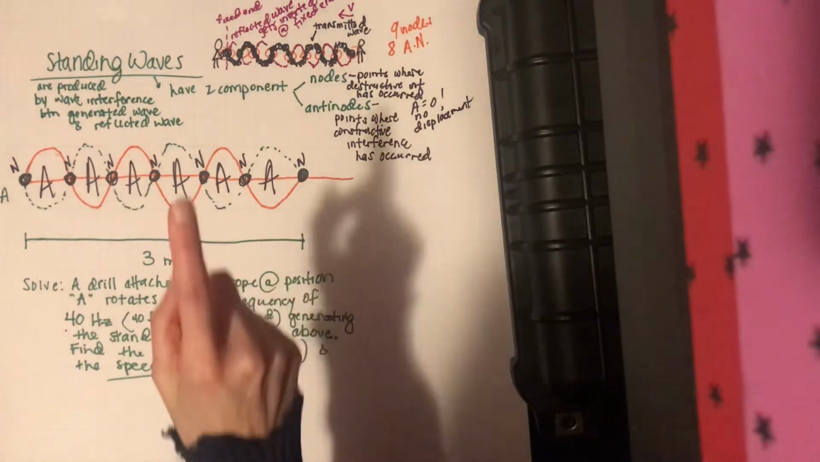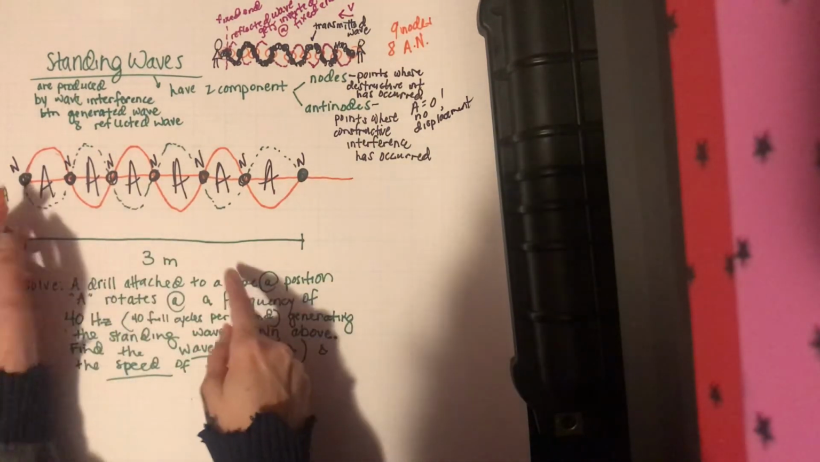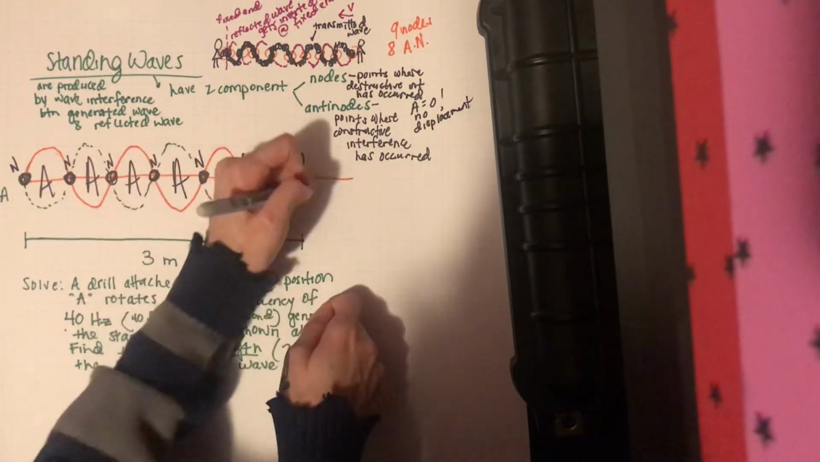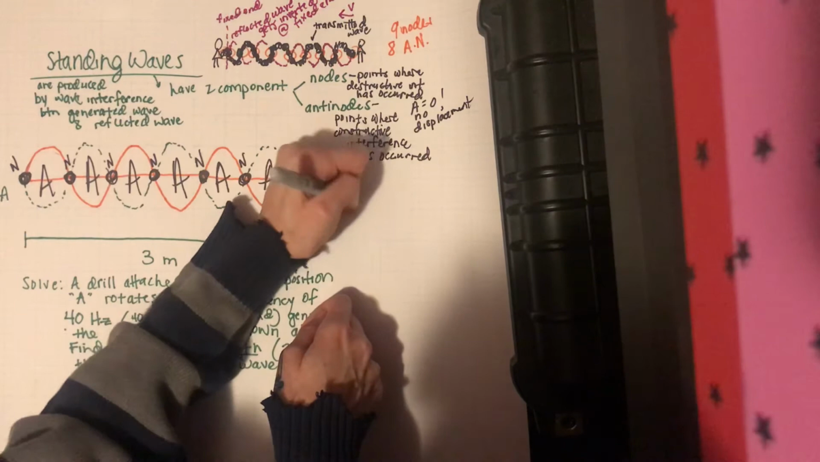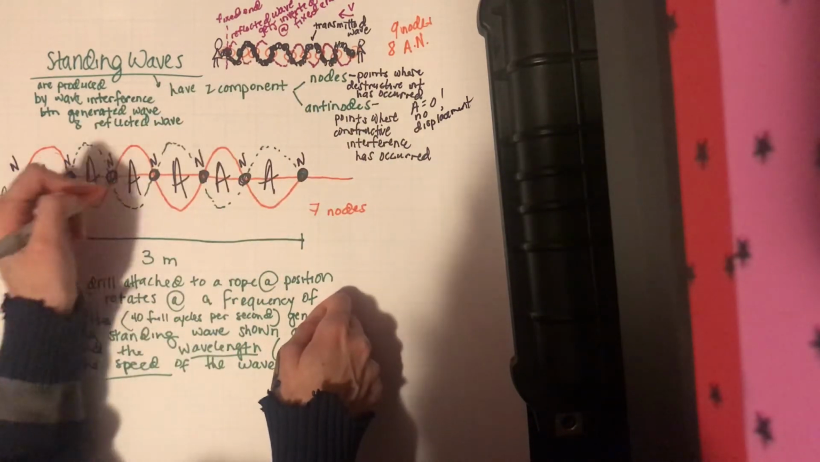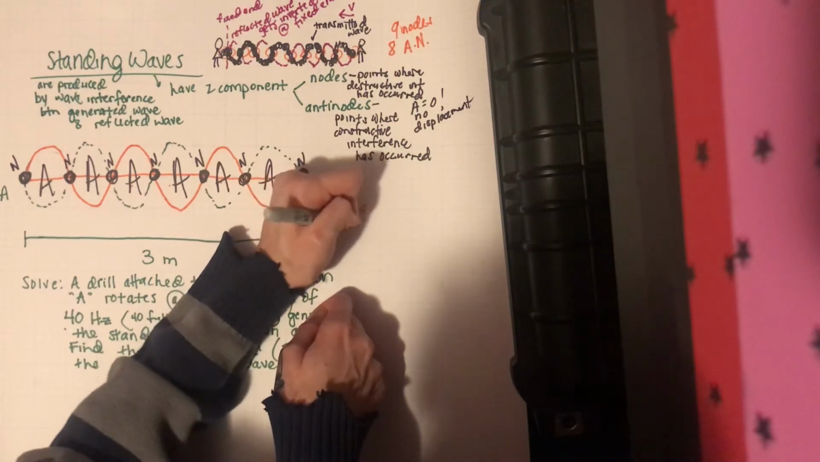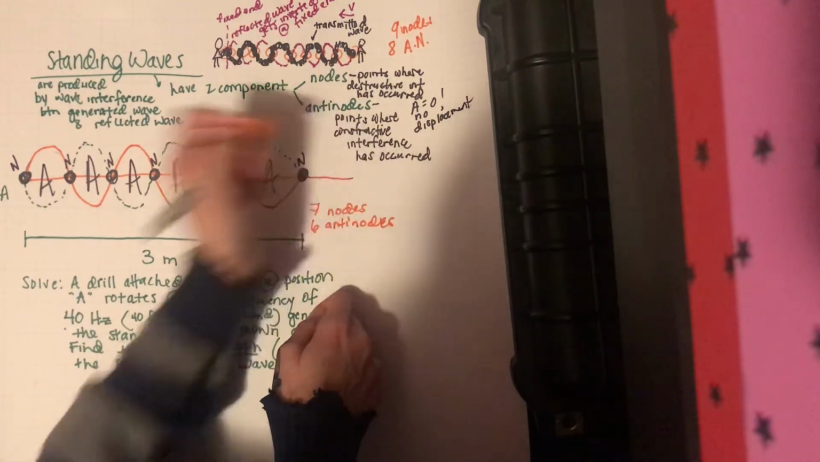Let's go on this other diagram over here. Let's see how many nodes we have. 1, 2, 3, 4, 5, 6, 7 nodes. And let's see how many antinodes we have. 1, 2, 3, 4, 5, 6. 6 antinodes. Okay, just so that you can identify the parts of a standing wave.